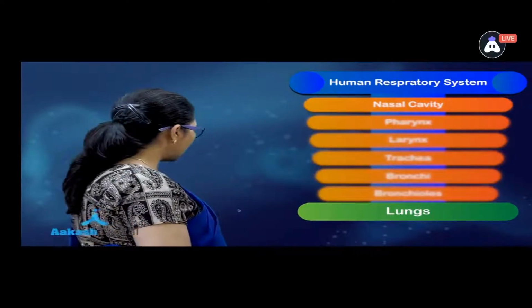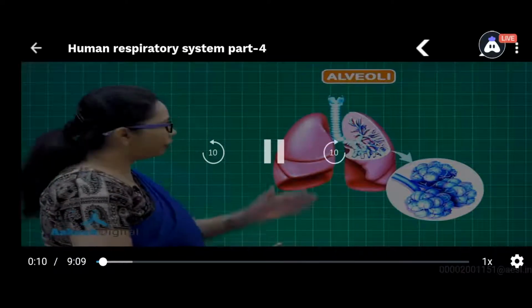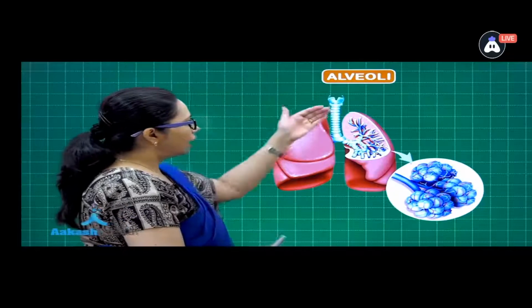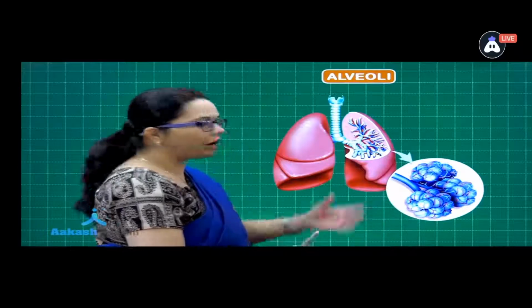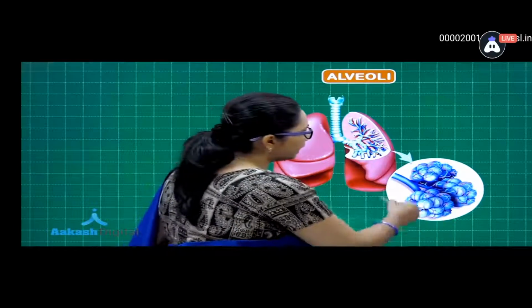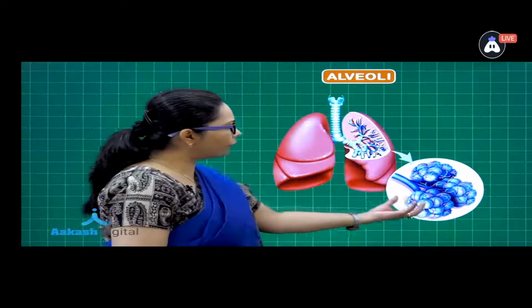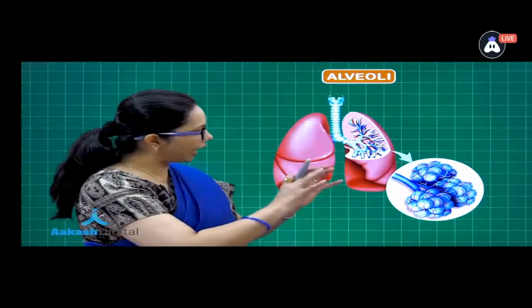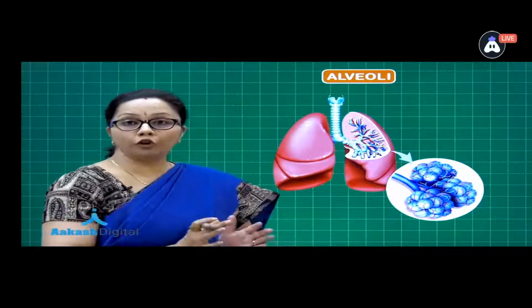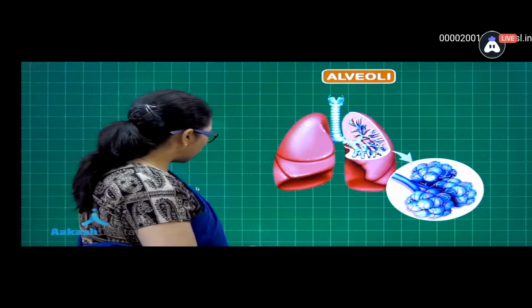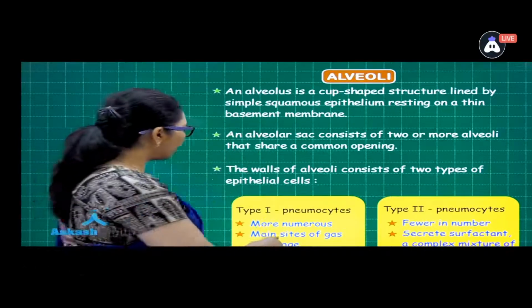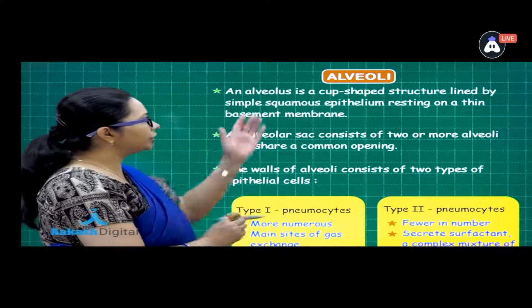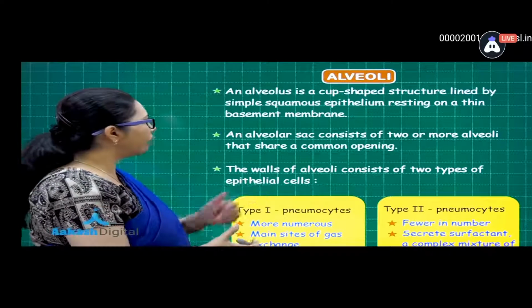Within the lungs, there are a huge number of structures called the alveoli. So if we see the structure of the lungs, and here these microscopic structures which are being enlarged, what we can see are the alveoli. So a number of alveoli, small sac-like structures, collectively form the alveolar sac. In this case, as we see, this is a cup-shaped structure lined by simple squamous epithelium, and it is resting on a basement membrane just like any epithelium.